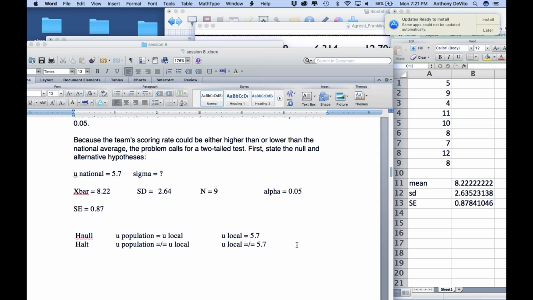Okay, so now we have to calculate our statistic. Are we going to calculate a z-statistic or a t-statistic? T, right, because we don't know what sigma is. Okay, and it's a small sample. So t is going to be equal to x bar minus mu for the population divided by the standard error.